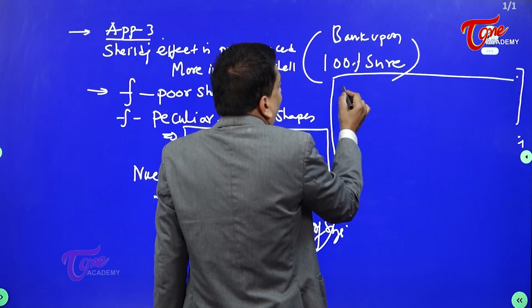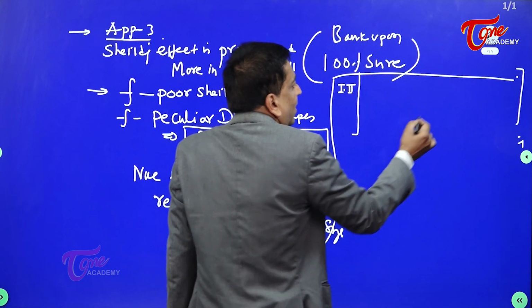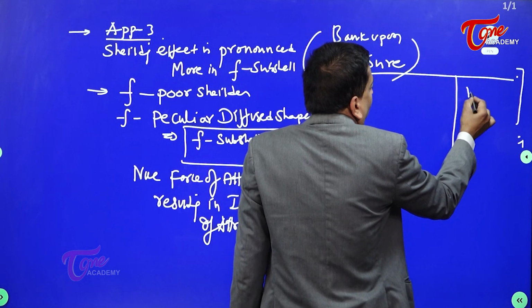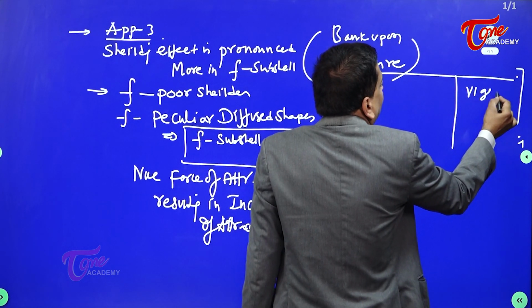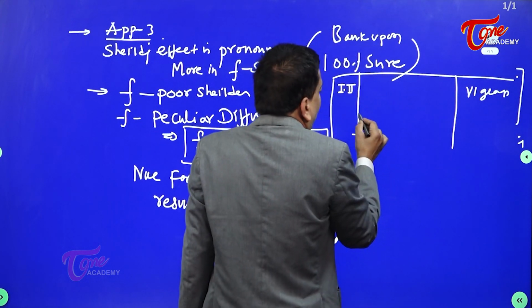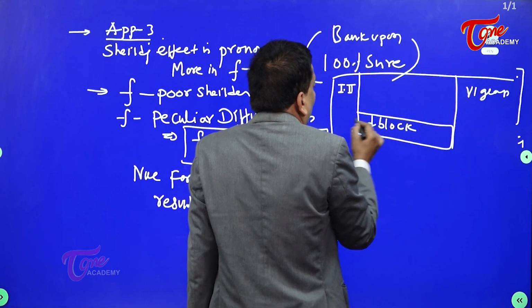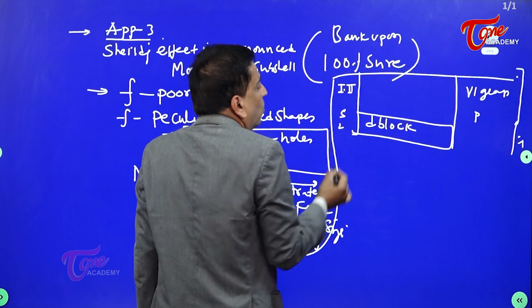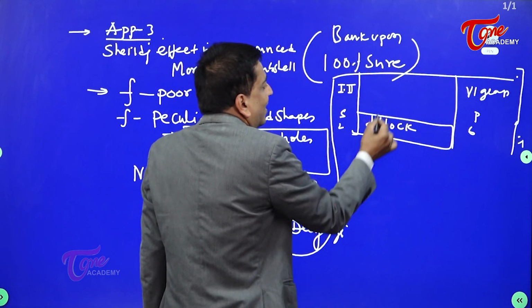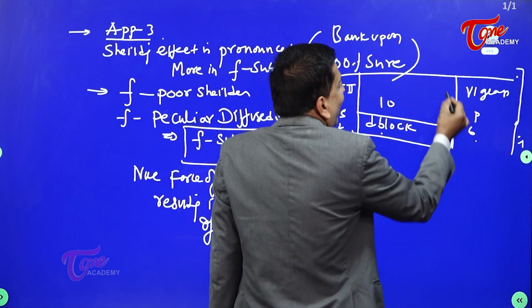To the extreme left, you have first and second groups. To the extreme right, you have 8 groups, six groups. And in between, you have D block. This is S block. This is P block. S can accommodate 2. P can accommodate 6. D can accommodate 10. So 10 plus 2 is 12 plus 6, 18 groups.